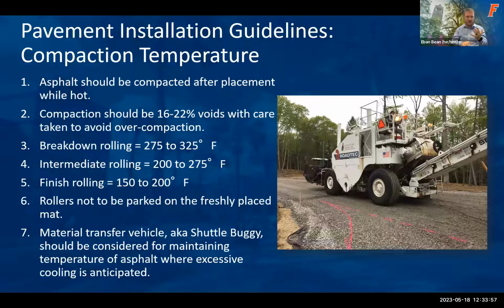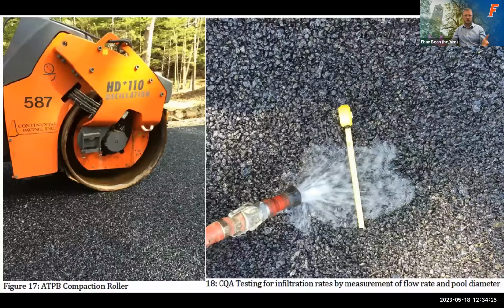So you do breakdown rolling between this 275 to 325, then intermediate rolling between 200 and 275, and finish rolling while it's still 150 to 200. You don't want to have the rollers parked on the freshly placed asphalt, as this can deform the material. Using shuttle buggies can help with maintaining the temperature of the asphalt as it's installed. It's important to roll it initially after installation, and then also do some quick infiltration measurements.